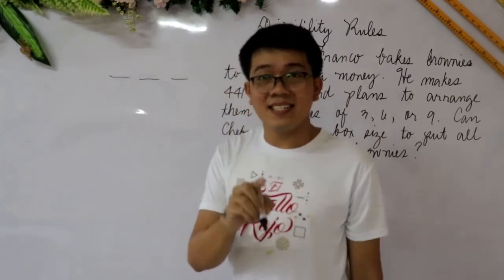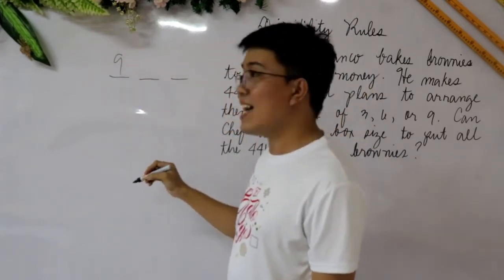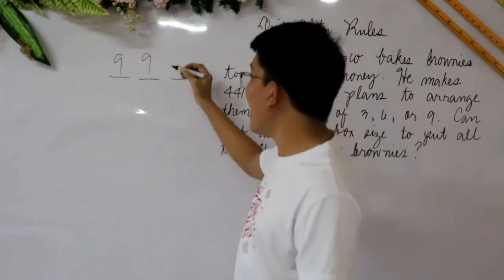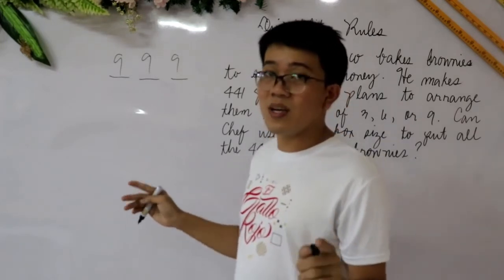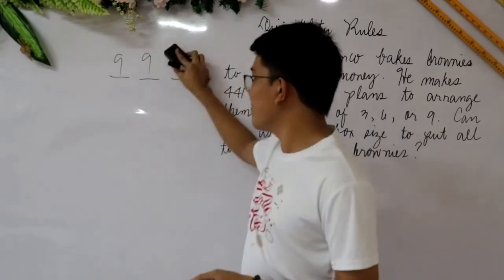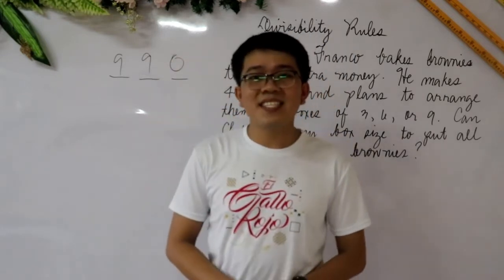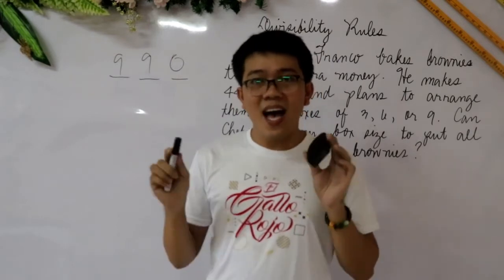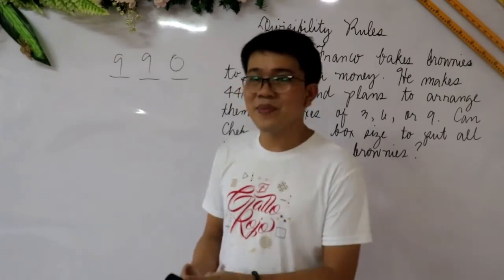Remember, of course, we have to start with 9. After that, another 9. And then, should I write 9 here because we're looking for the biggest digit? No, because it is not divisible by 10. So what do you think is the missing digit here? Yes, it's 0. So the answer is 990. Very good. So for those who answered correctly, congratulations. And for those who did not make it, better luck next time.